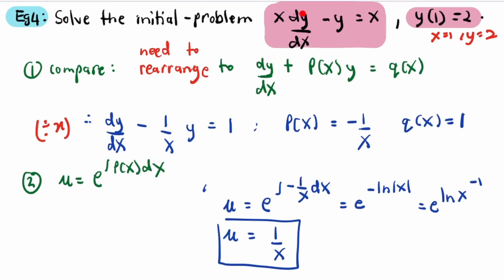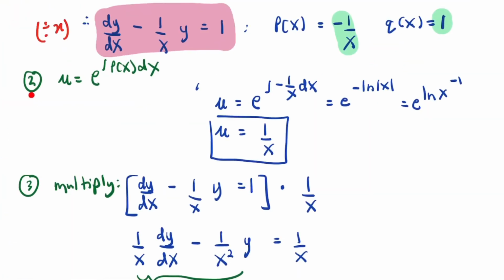So you'll have dy/dx minus (1/x)y equals 1, because x divided by x is equal to 1. Now we are ready to compare our equation, because this is in the form that we want. So let's identify our p(x) and q(x). p(x) is the whole term here, minus 1/x. And your q(x) is the whole term on your right hand side, which is equal to 1.